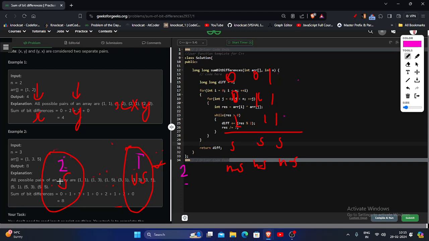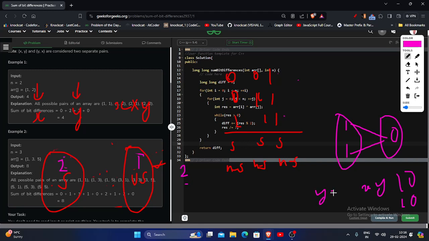If you are not able to visualize this, let me draw it here. If you have 1 set bits here and you have an unset bit there, this 1 can form a pair with this, we get 1-0, and this 1 can again form a pair, 1-0. Similarly, this is for the xy pair. For the yx pair, this 0 can again form a pair with 1, and this 0 again forms a pair with 1. This is nothing but the Cartesian product, the number of possible pairs we can have.